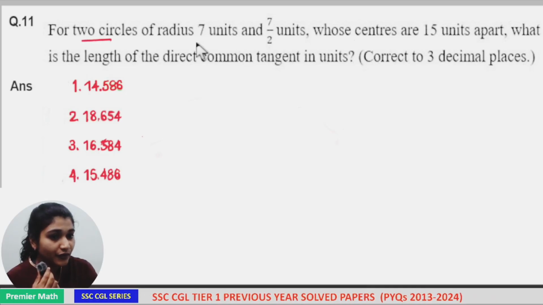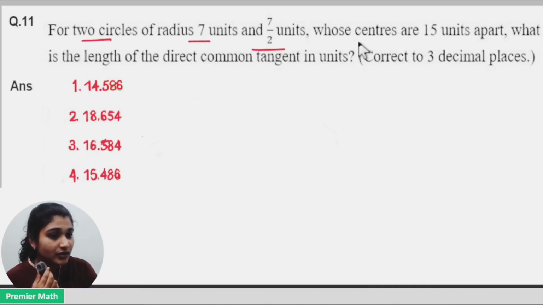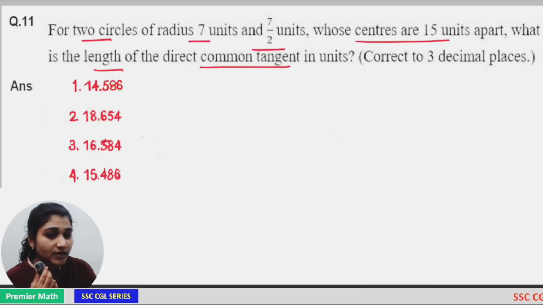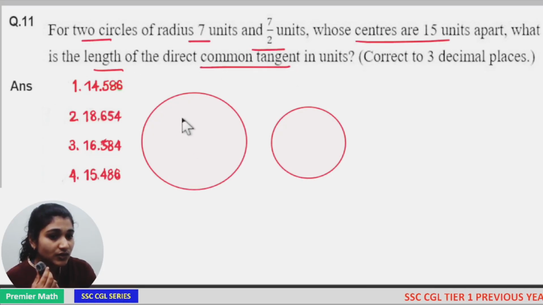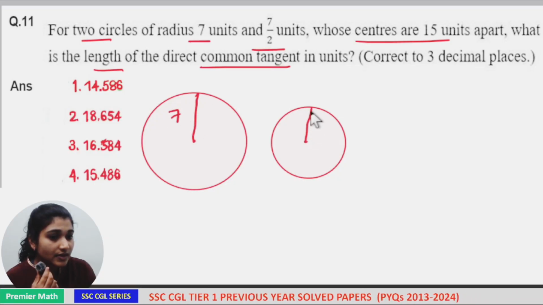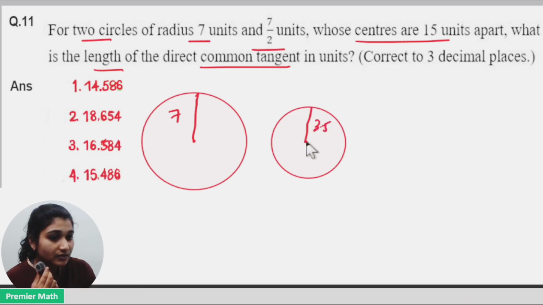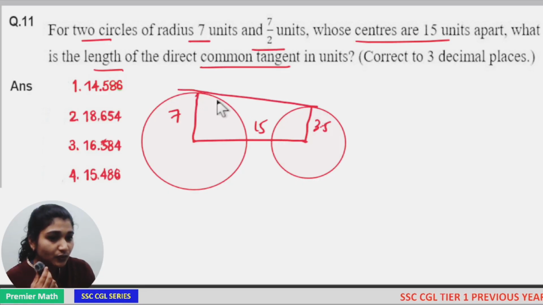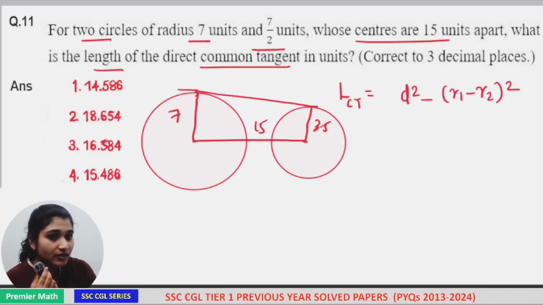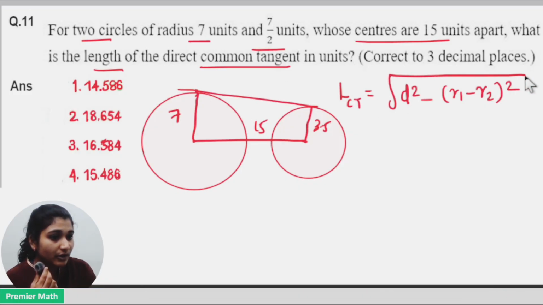For two circles of radius 7 units and 7 by 2 units whose centers are 15 units apart, what is the length of the direct common tangent in units? Here, consider two circles with radius 7 centimeter and 7 by 2 centimeter. Now, the distance between them is 15 centimeter or 15 units. Now, this is the length of the direct common tangent. So the formula for the length of the direct common tangent is root of d square minus (r1 minus r2) the whole square. So substitute the values.